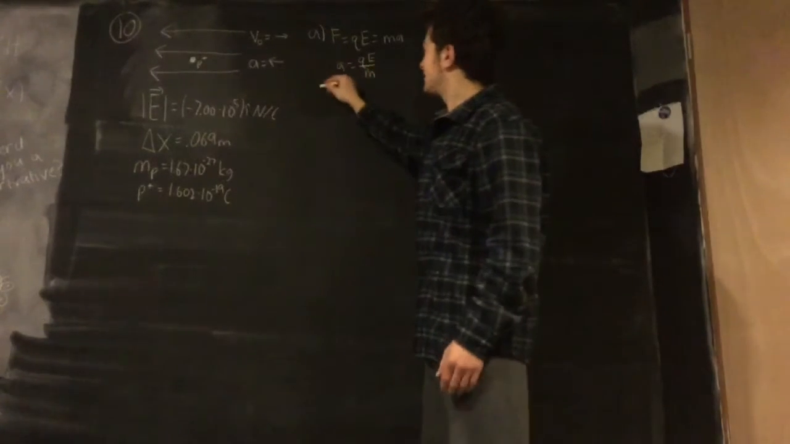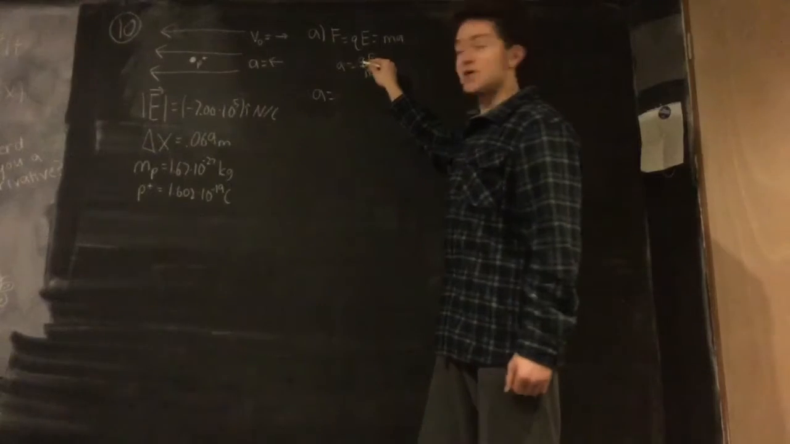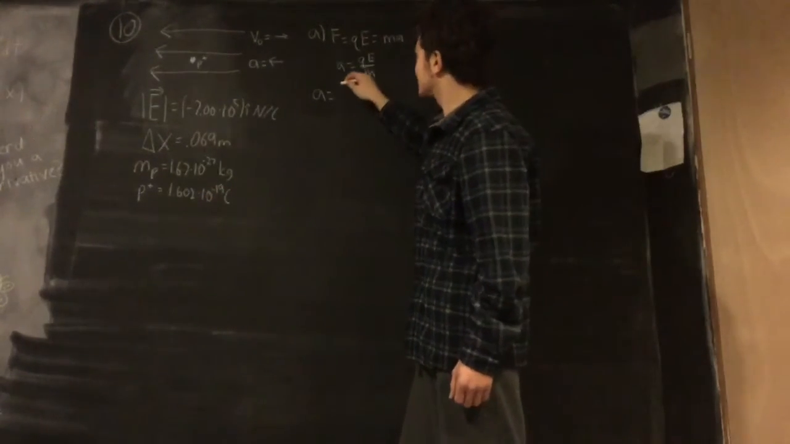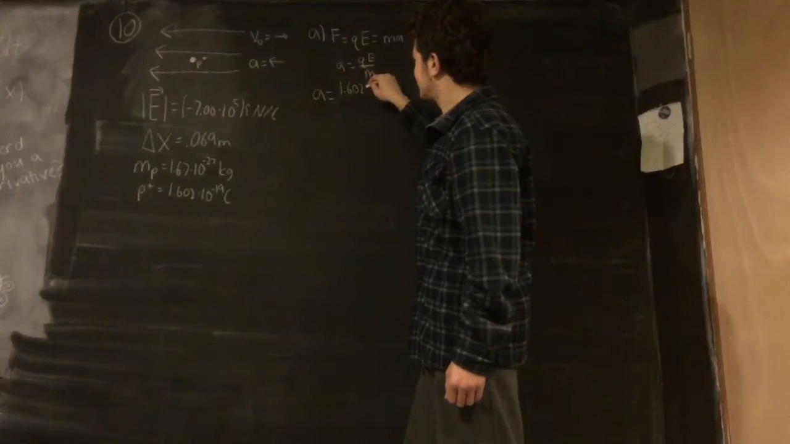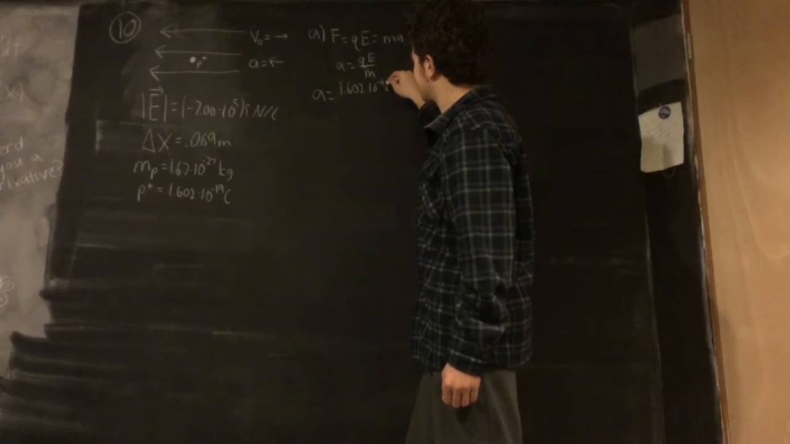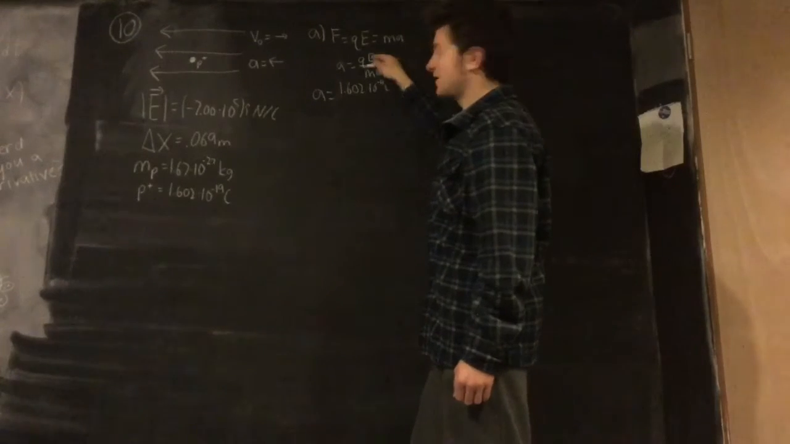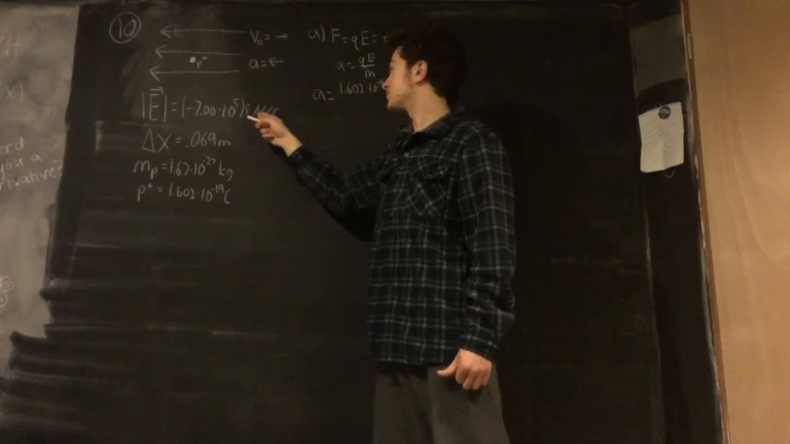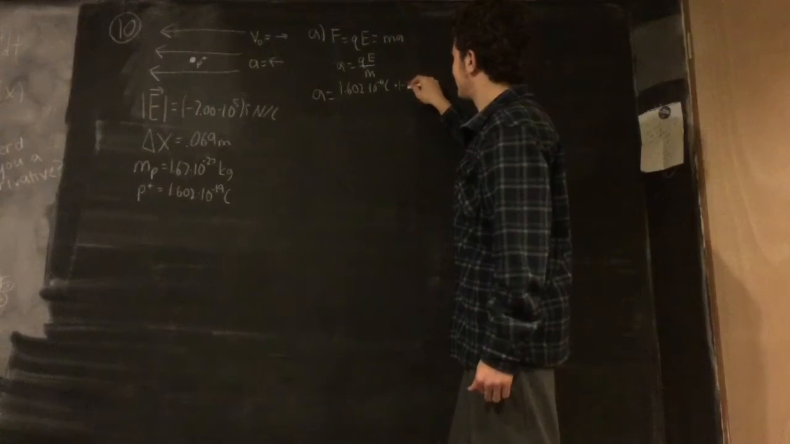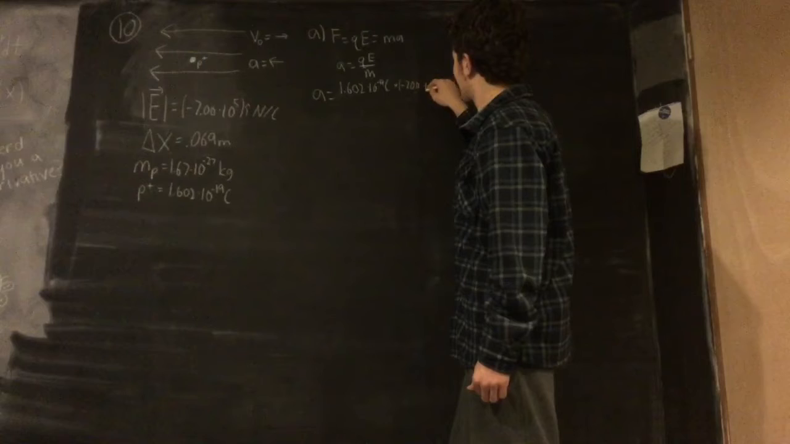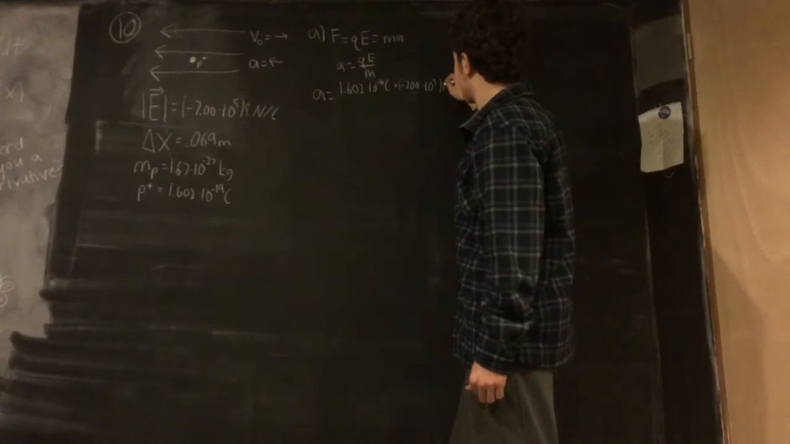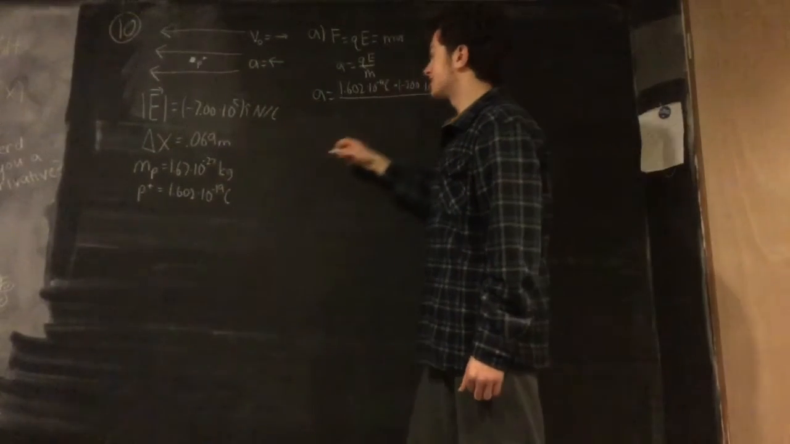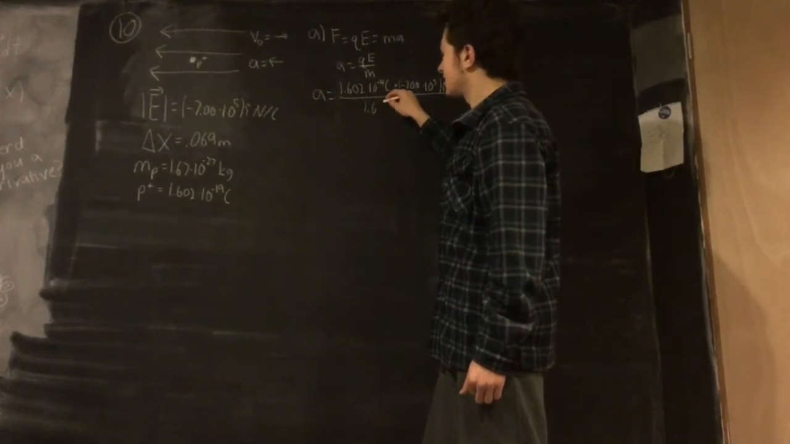Simple enough. So just writing this all out, the charge for a proton is 1.602 times 10 to the negative 19 coulombs. And the electric field strength is negative 7 times 10 to the 5th i hat newtons per coulomb. And again, the mass is 1.67 times 10 to the negative 27 kilograms.